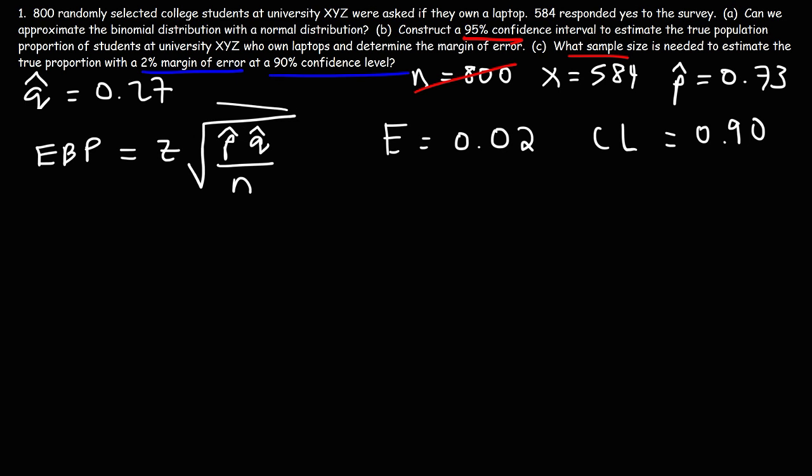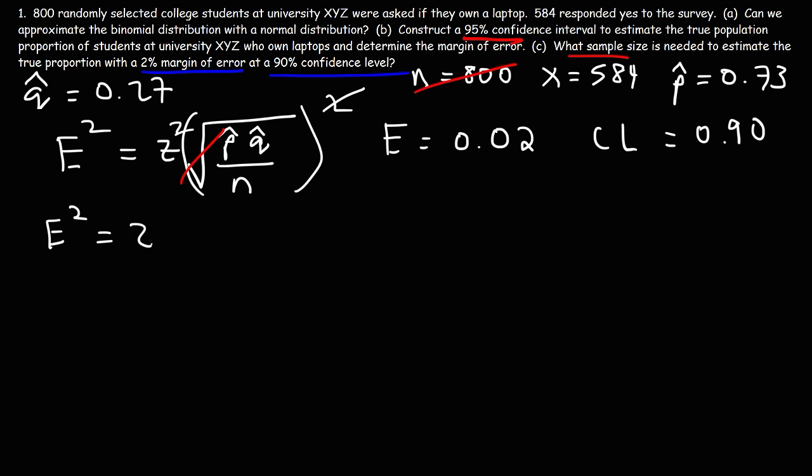So what we need to do is adjust this equation. So let's replace EBP with E just to make things simpler. Now the first thing we're going to do is square both sides of this equation. We need to get n by itself. Once you square, the square root and the square will cancel each other out, giving us what's inside. So we have E squared is equal to z squared times p hat q hat over n.